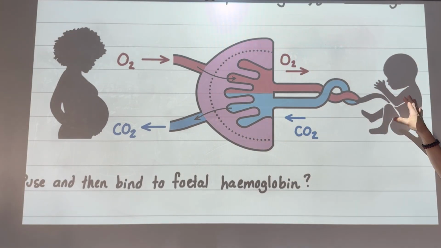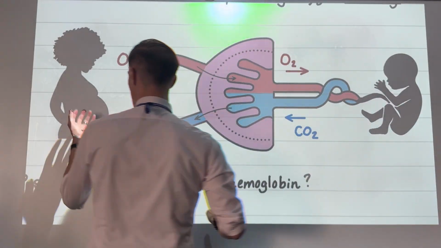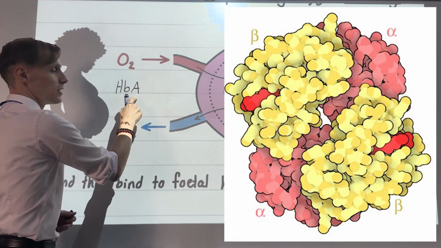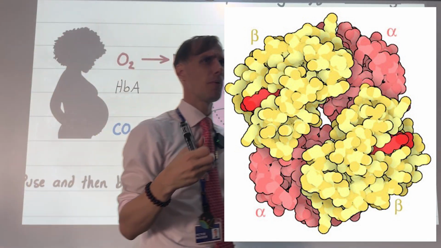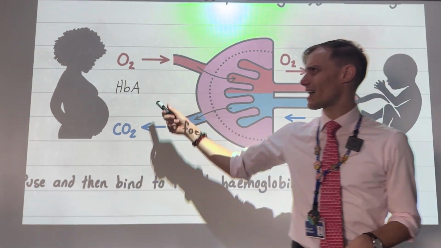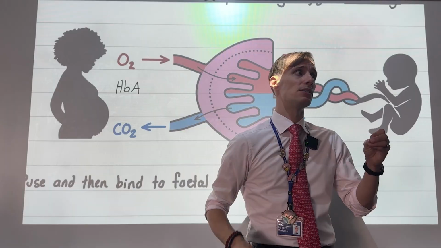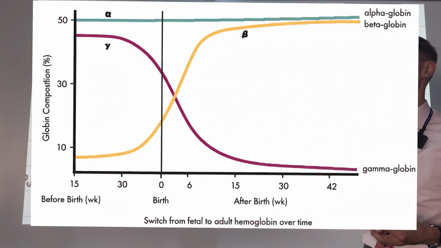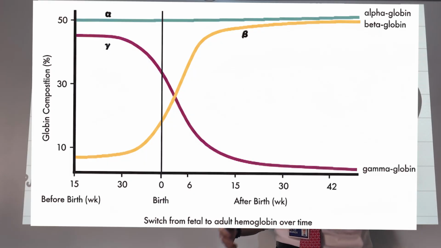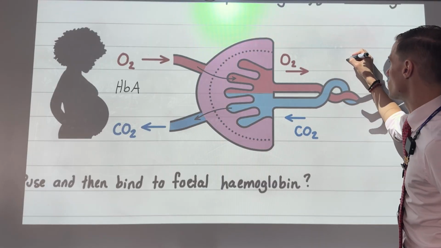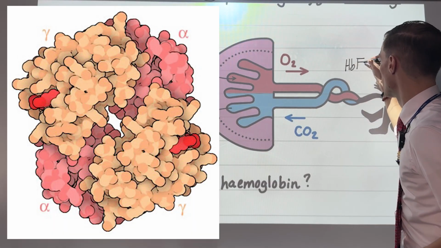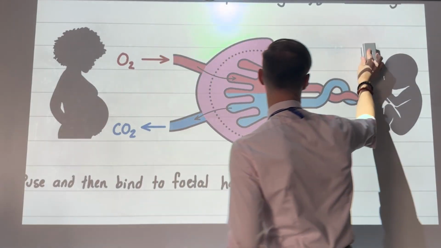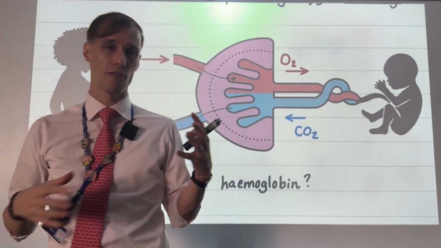Well, as mentioned, the mother uses what we call adult hemoglobin. And this is the hemoglobin that all of us have. Adult is kind of a misnomer because it's not just when you're an adult that you have this, it's actually within a few months after being born. But a fetus is going to have fetal hemoglobin. So let's see how these two types of hemoglobin differ from each other.